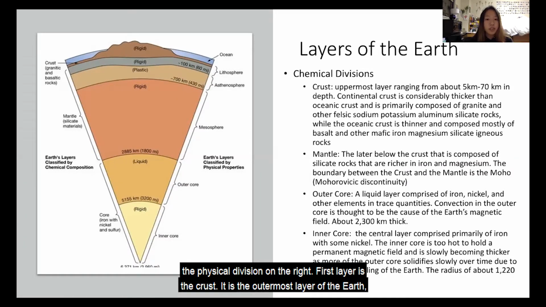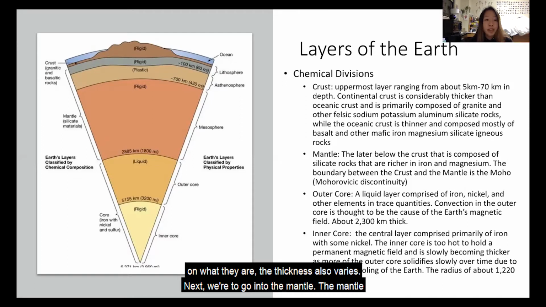The first layer is the crust. It is the outermost layer of the Earth, like the eggshell of a hard-boiled egg. Like the shell, it's broken into pieces known as tectonic plates. The crust can be classified as either continental crust or oceanic crust. Depending on what they are, the thickness also varies.